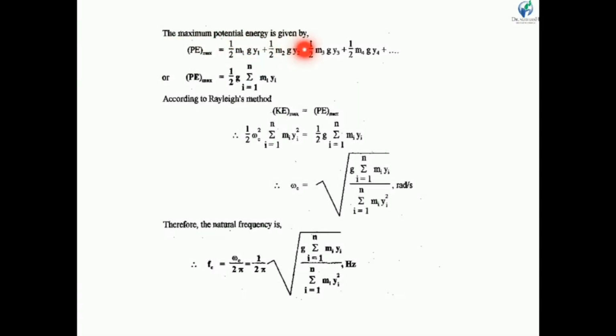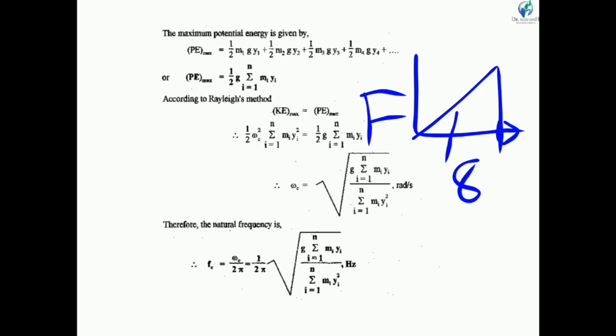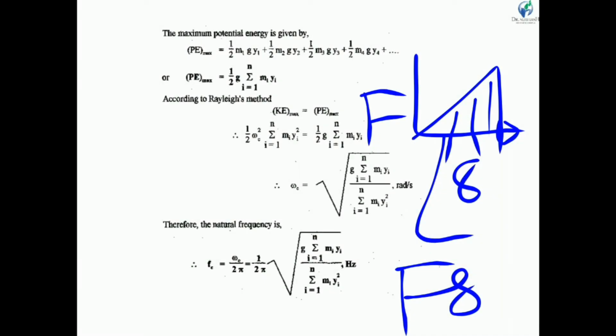square. Now the maximum potential energy: in general, if this is the deflection delta and this is the force, then the maximum potential energy is equal to 1/2 F delta. Here delta is y1 and F is the force, which is m into g. So 1/2 m1 g y1 plus 1/2 m2 g y2 plus 1/2 m3 g y3 plus 1/2 m4 g y4. We know why mg?